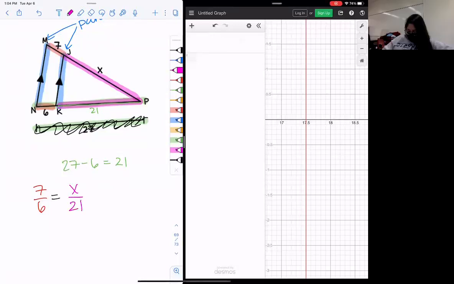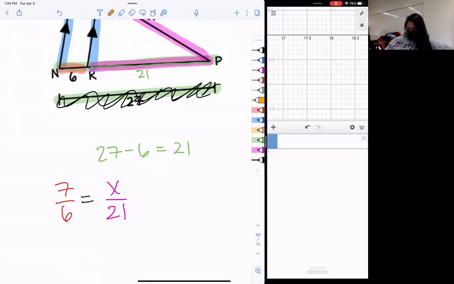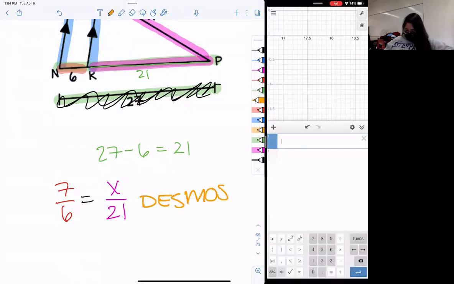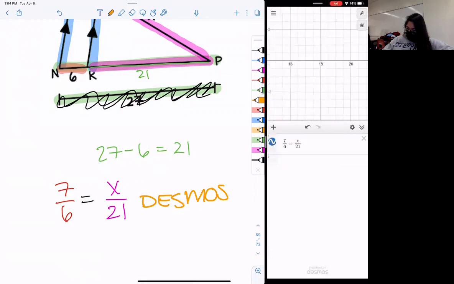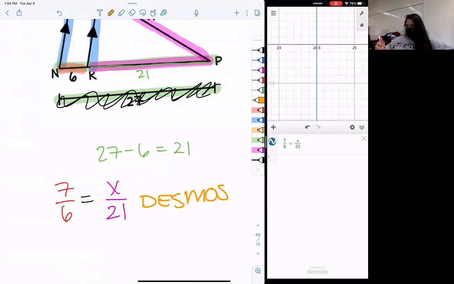So then what's my next step? Desmos. Yeah. Okay, so we started with the top part, right? 7 arriba de 6. Then aquí, X arriba de 21. You get it? So Catherine, what's my next step? Desmos. Thank you, Oliver. Catherine, I'm looking for your answer, kid. 7 divided by 6 equals x divided by 21. And then we're going to look. 24? Oh, 24.5. Very good. So x equals 24.5.